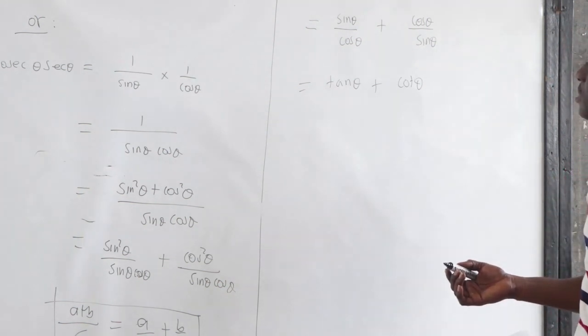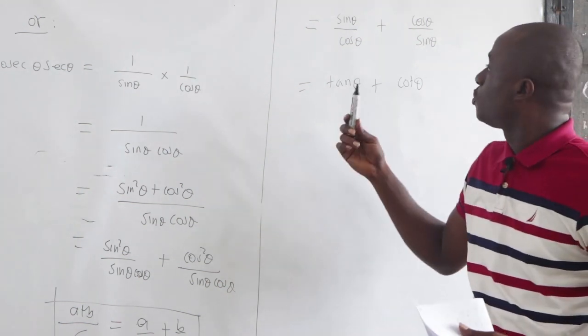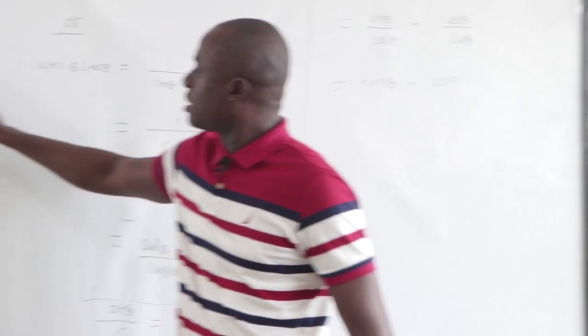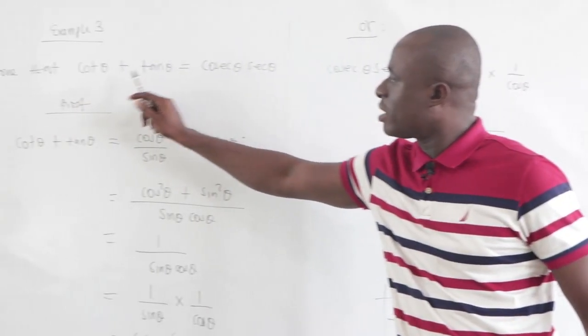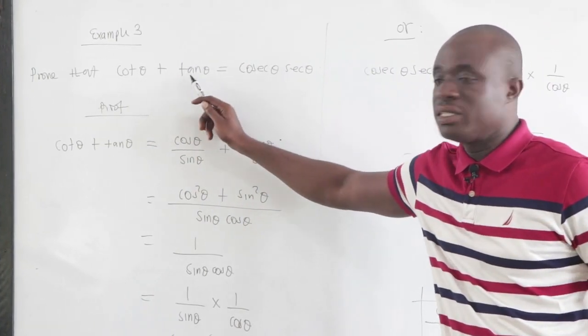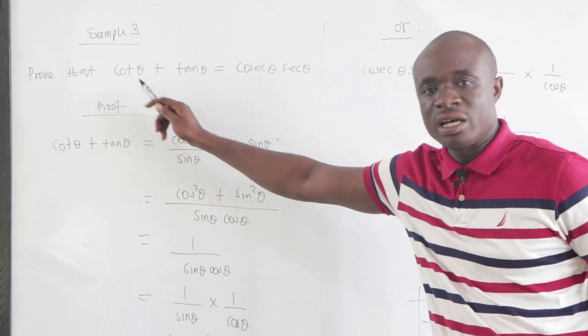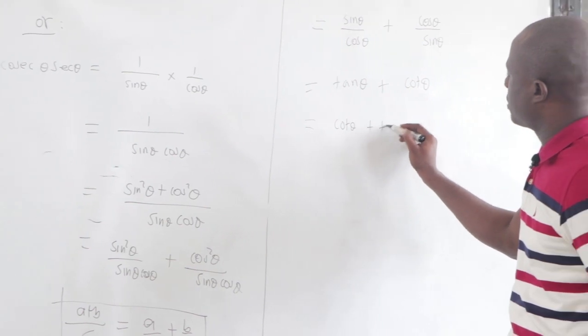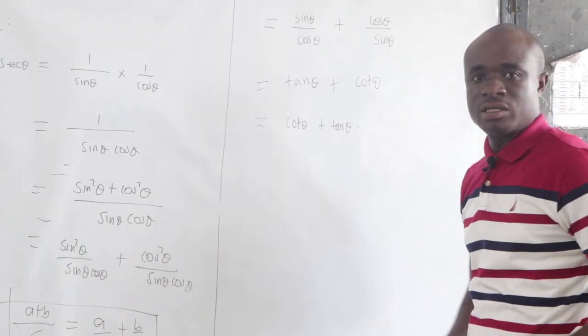Now, what is the question saying? The question is saying that we should show that cosec theta sec theta is the same as cot theta plus tan theta. And because addition is commutative, cot theta plus tan theta is the same as tan theta plus cot theta. So clearly, this is just the same as cot theta plus tan theta.